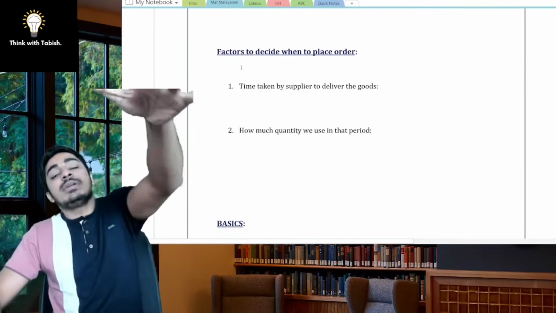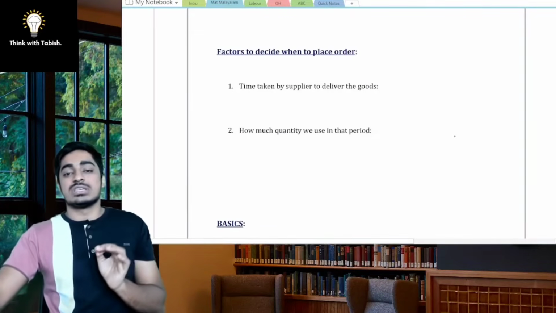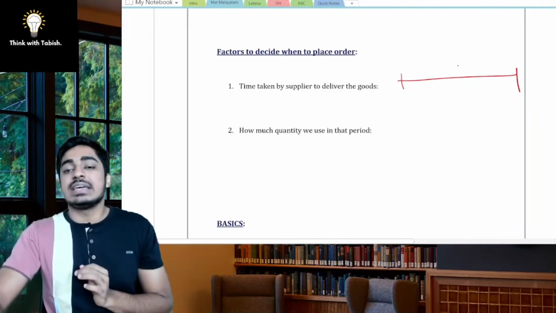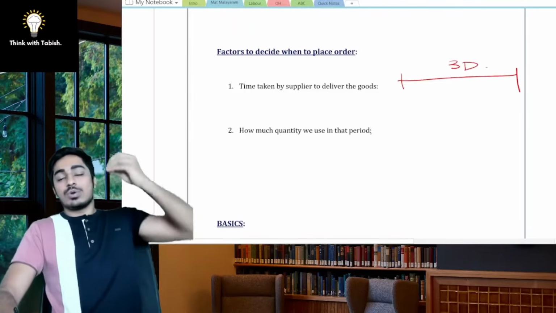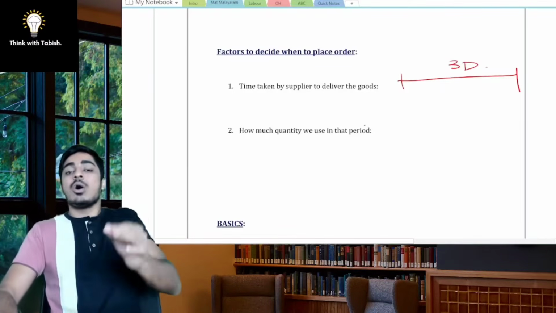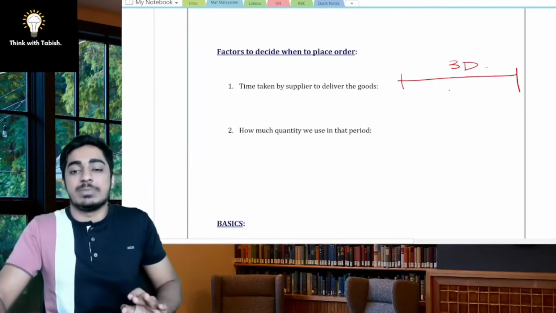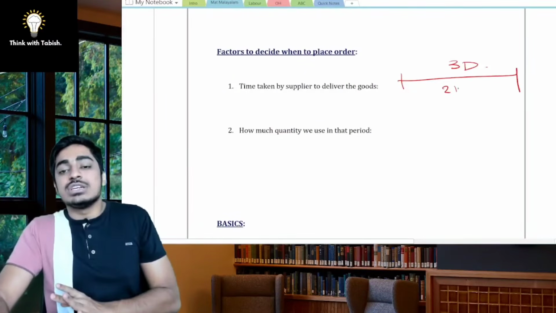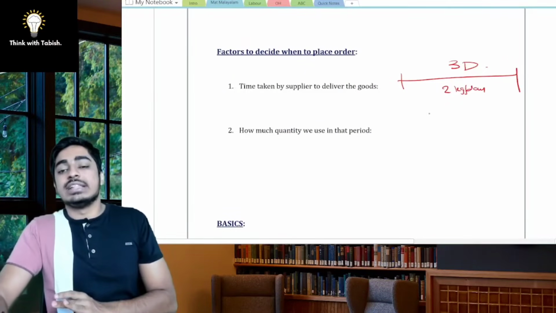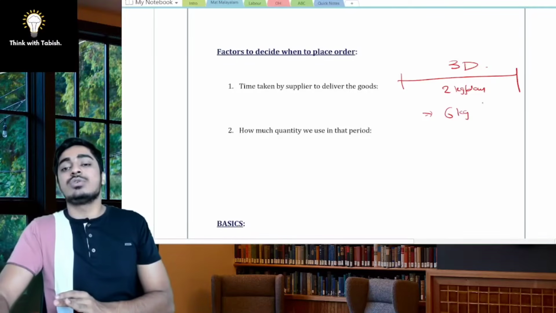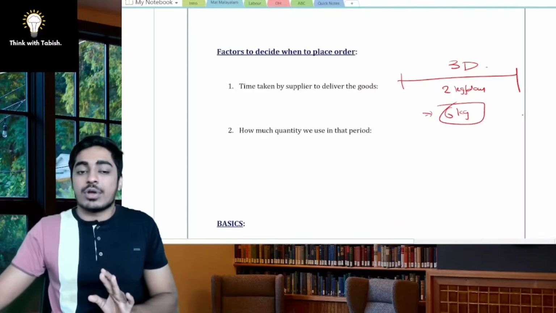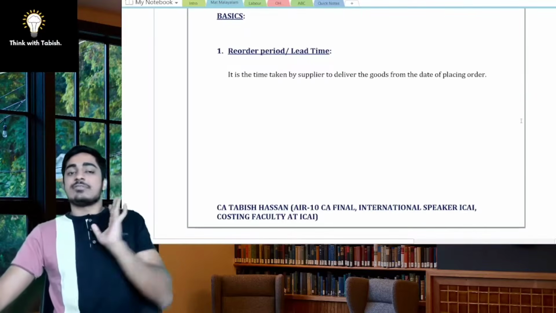Firstly, it is the time taken by supplier to deliver the goods. Suppose our supplier is taking 3 days to deliver the goods. We want to order rice at home. And how much quantity we are using in that period. Suppose daily we are using 2 kg per day. So it tells when we have 6 kg at home, we have to place order for raw material. Firstly, we have the basics.